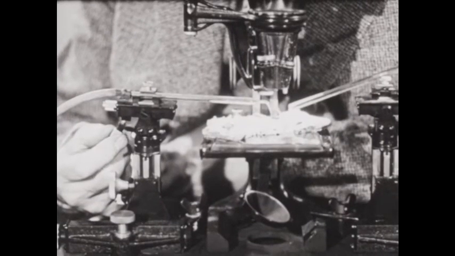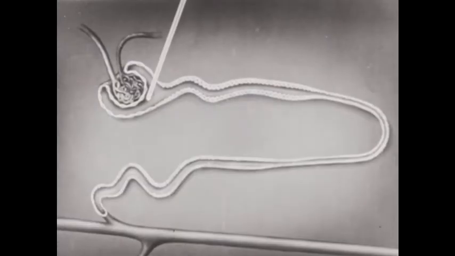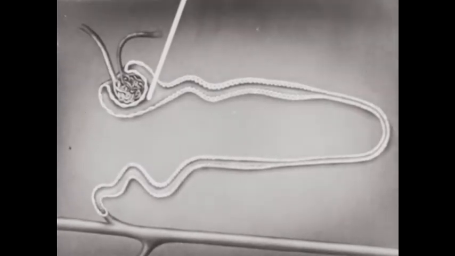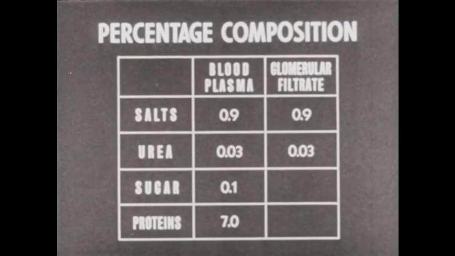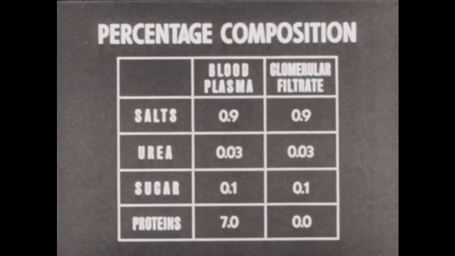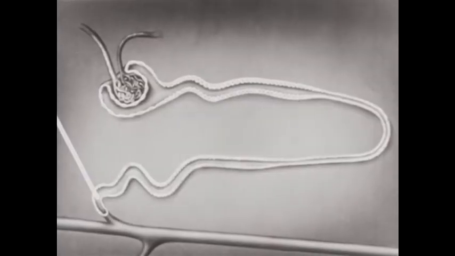By manipulation of extremely small pipettes under a microscope, we secure for chemical analysis a sample of the fluid from the glomerular cup. In this fluid, salts, urea, and sugar are in the same concentration as in the blood plasma, but there are normally no proteins. Glomerular fluid is essentially a protein-free filtrate of the plasma.